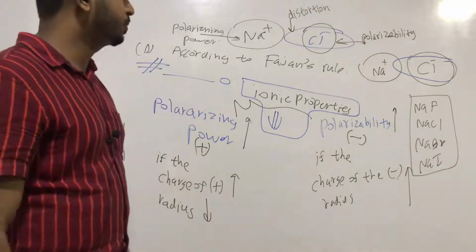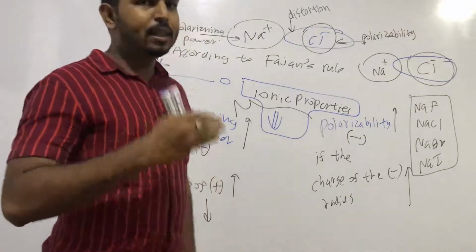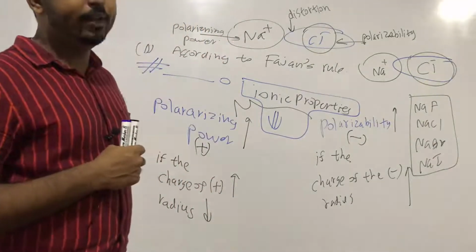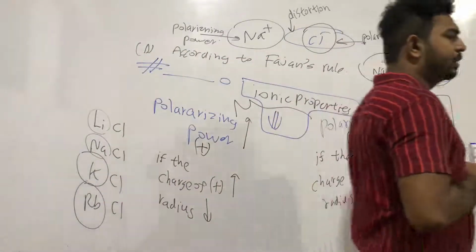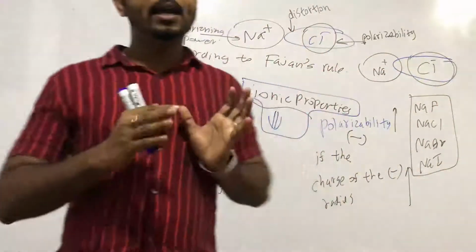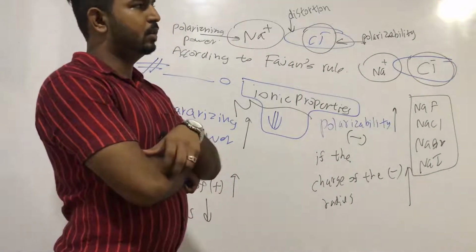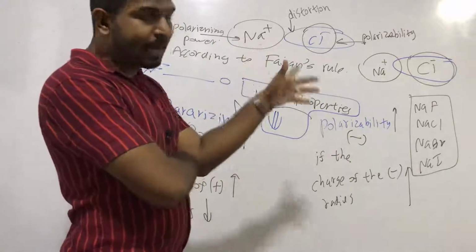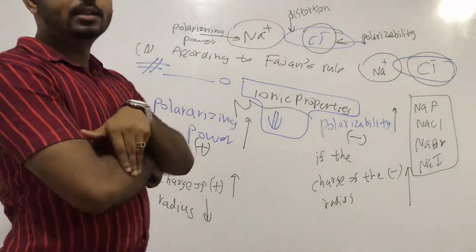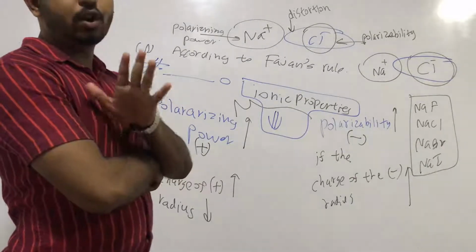So then write, when polarizing power and the polarizability increases, the spherical shape of these two ions, the spherical shape of the anion, undergoes a distortion.